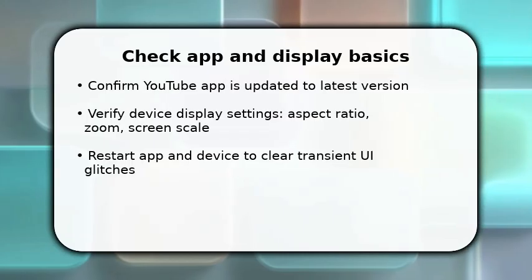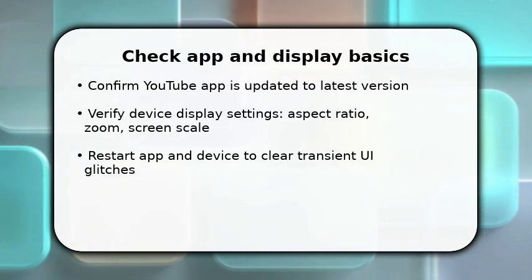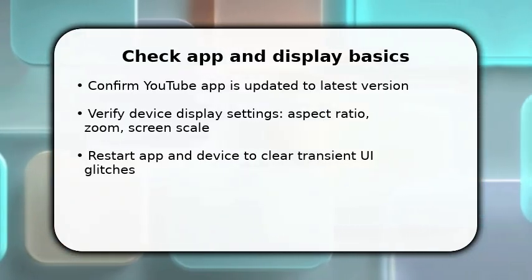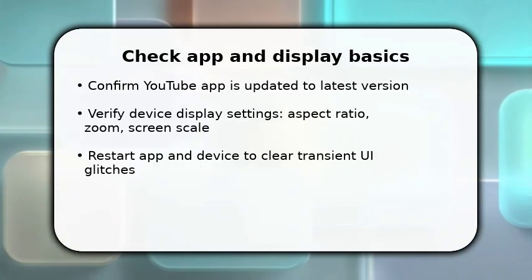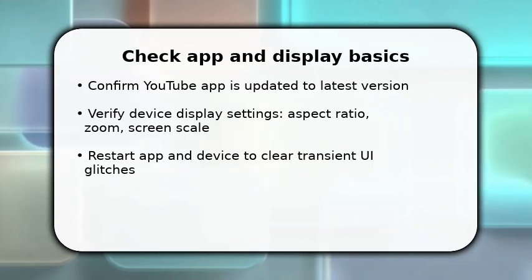You're starting by confirming the essentials. Update the YouTube app and check your phone's display settings so the app can render correctly. Once done, inspect aspect ratio and any zoom or display scale settings. These often force shorts into a stretched or cropped view.